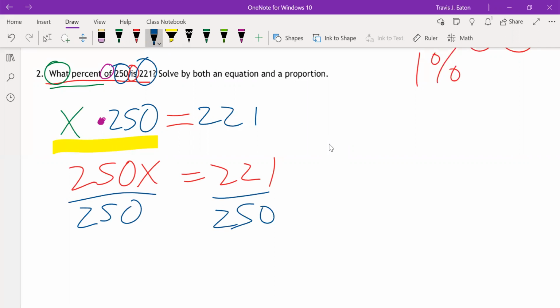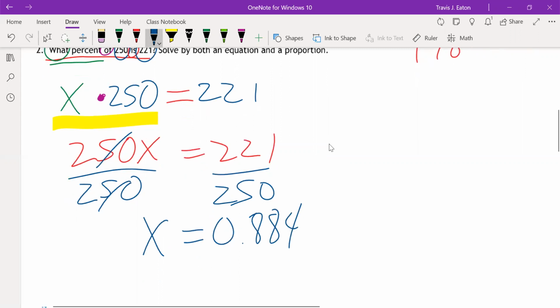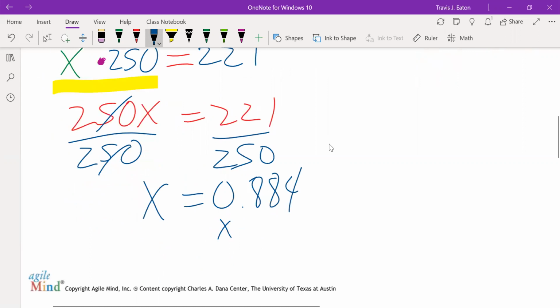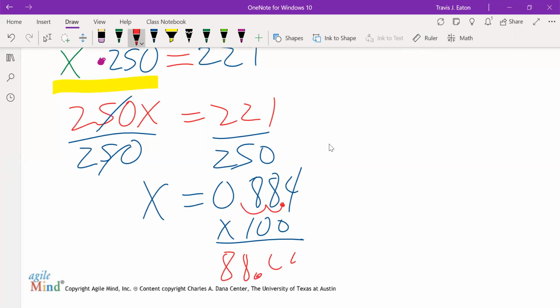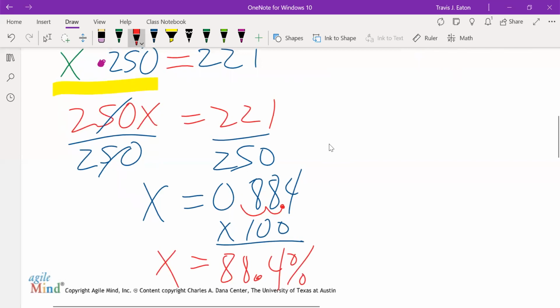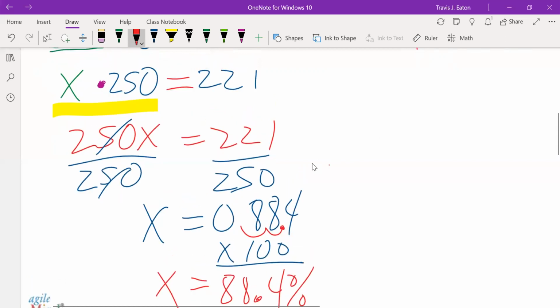Now there are some things that we have to understand when we do this. 221 divided by 250, let's see, Mr. Calculator, is 0.884, and that's a decimal. So of course we would have to multiply that times 100 to get our percent. It means we move our decimal 2 places to the right, and we end up with 88.4% equals x.